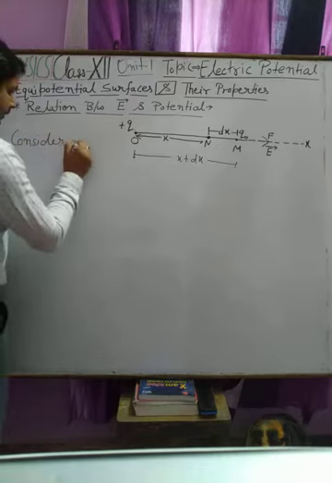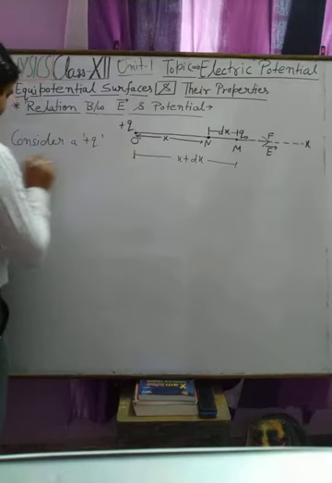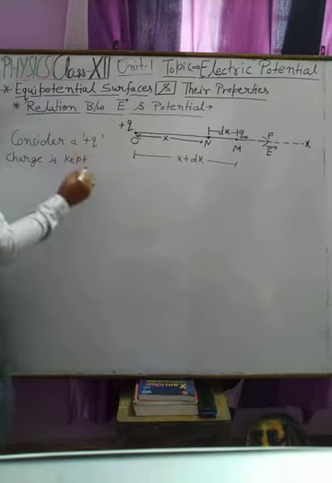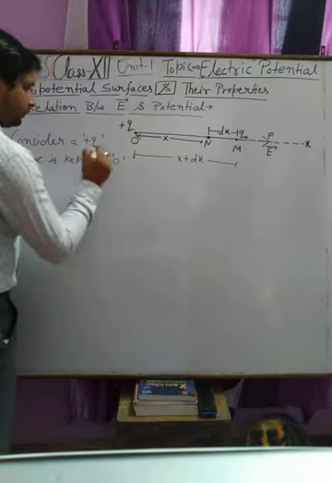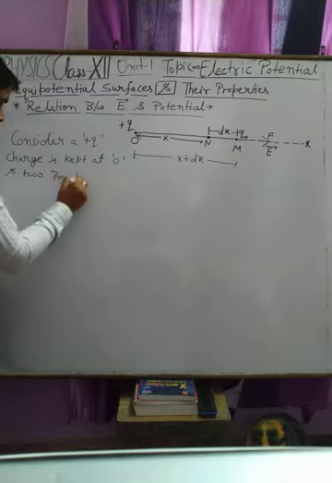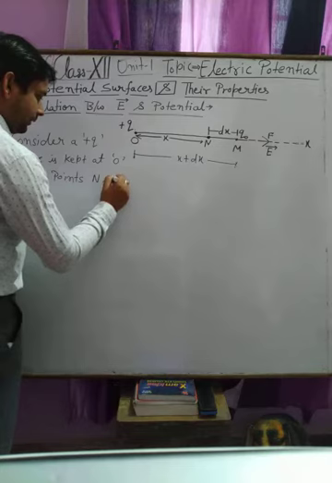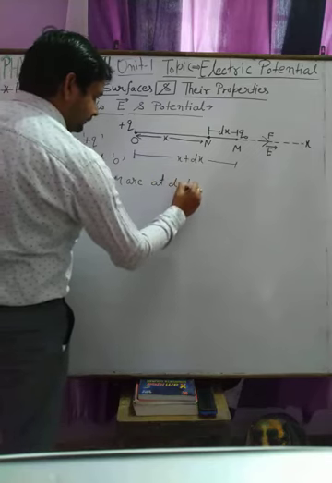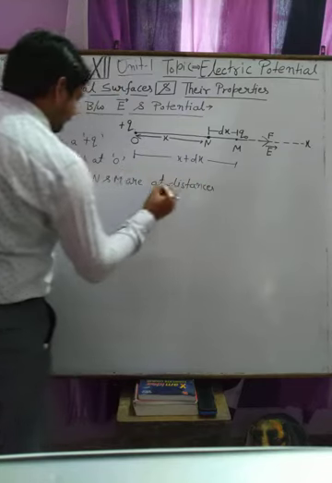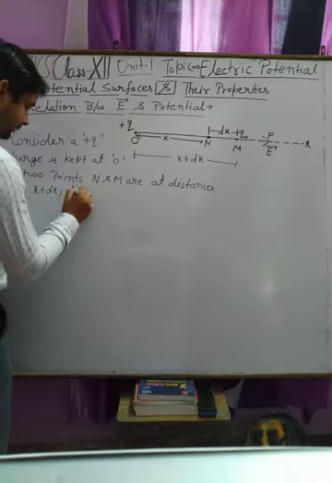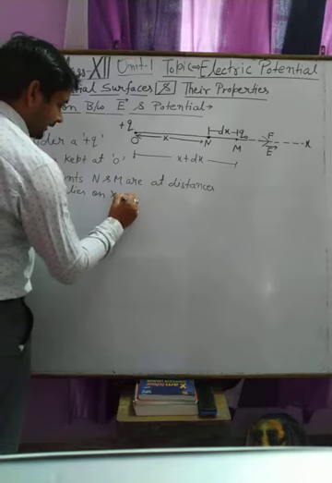Consider a plus Q charge kept at O, and two points N and M are at a distance x and x plus dx, placed on the x-axis.